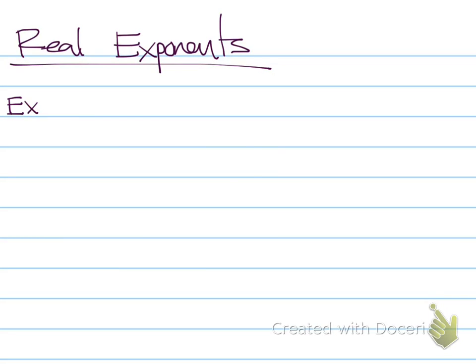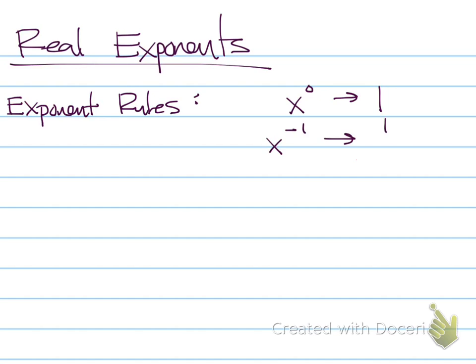All right, this lesson is on real exponents. So what we need to remember from Algebra 2 are the exponent rules. First is that anything to the 0 power is equal to 1. Whenever you have a negative power, to make that negative power positive, you just take the reciprocal of the base, and that will make the exponent positive.